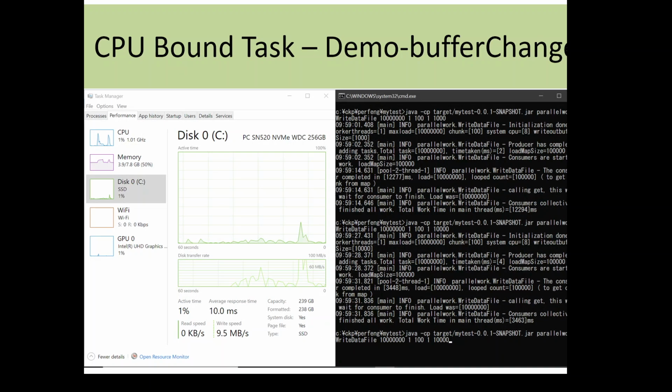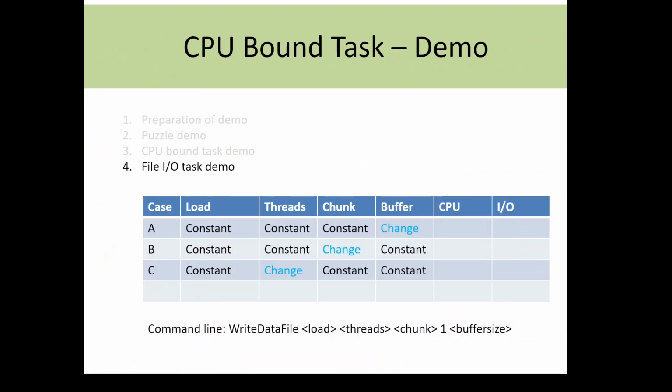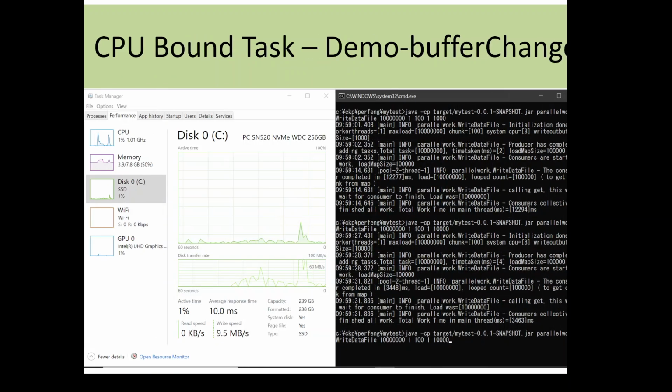Before we go to the demo, I'll just explain the result which we have seen, and then we will see the demo also. This is the first run and 2 runs for case A. I'm talking about case A. Now here, what I have done is around 10 million records in one thread. Initially I kept the chunk size constant and changed the buffer size.